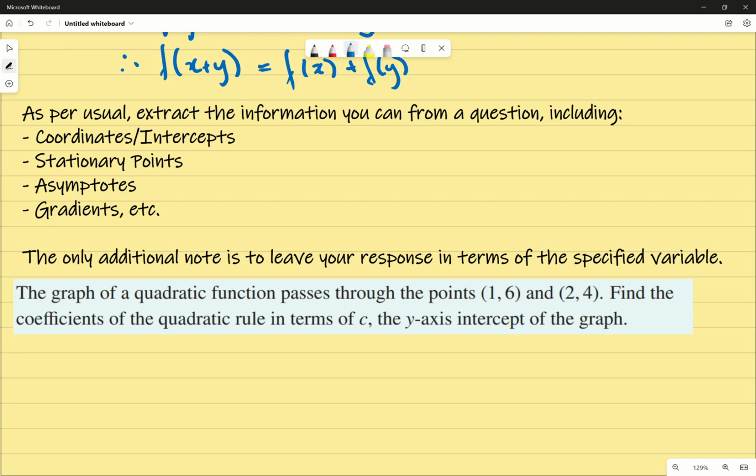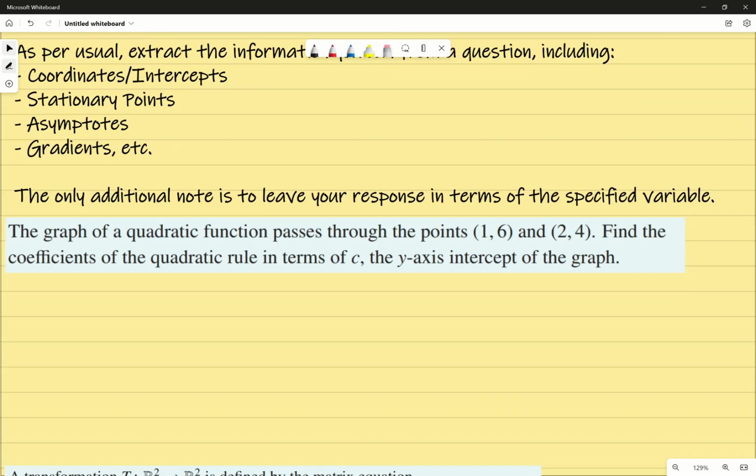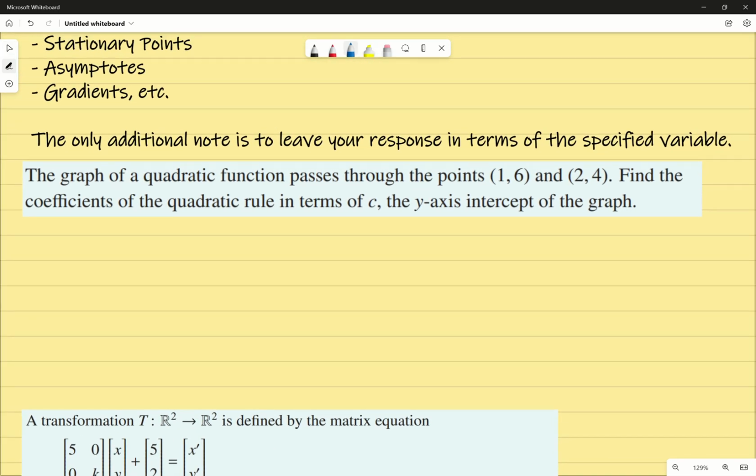It's perfectly fine. In this example, the graph of a quadratic function passes through the points (1, 6) and (2, 4). So again, stuff that we're already very familiar with. Find the coefficients of the quadratic rule in terms of c, the y-axis intercept of the graph. So it says in terms of c, which means you have to use the letter c. And we also know that c is specified in the question as a y-axis intercept.